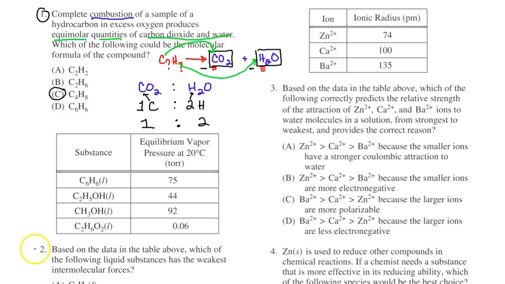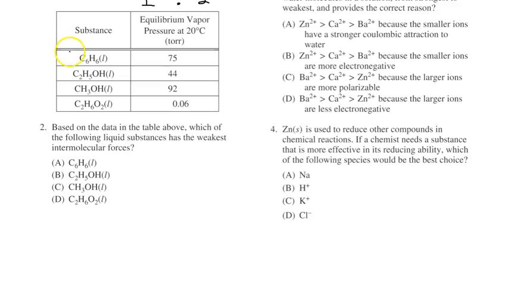All right, number 2. So in number 2, we have some more organic compounds, and what they have is the equilibrium vapor pressure. Now people say, oh my gosh, vapor pressure, equilibrium, what do you mean?